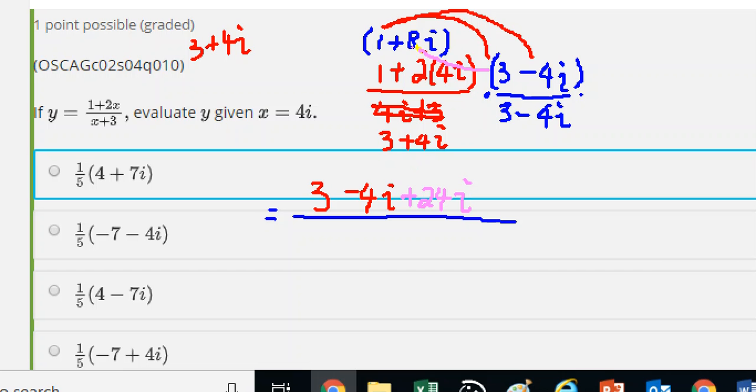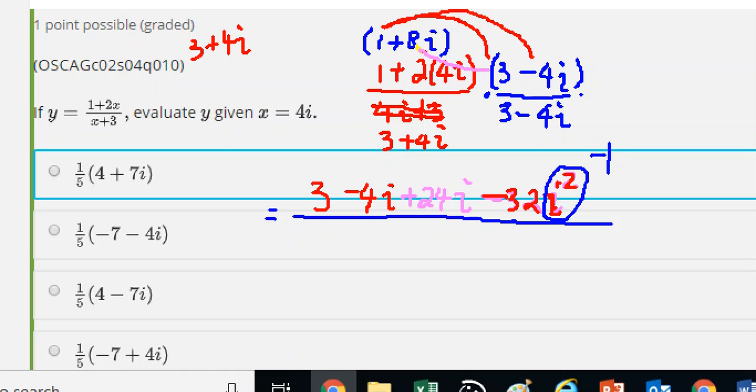And the very last one is 8i times negative 4i. So 8 times negative 4 is negative 32. And then i times i is i squared, isn't it? So i squared. The very last one is negative 32 i squared. Okay. Now what is i squared? i squared is basically just negative 1. Okay, so keep that in mind.